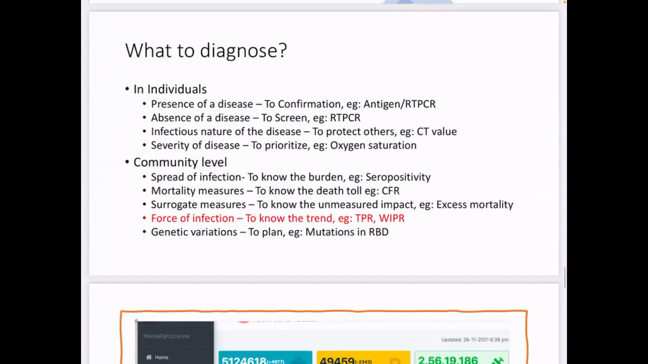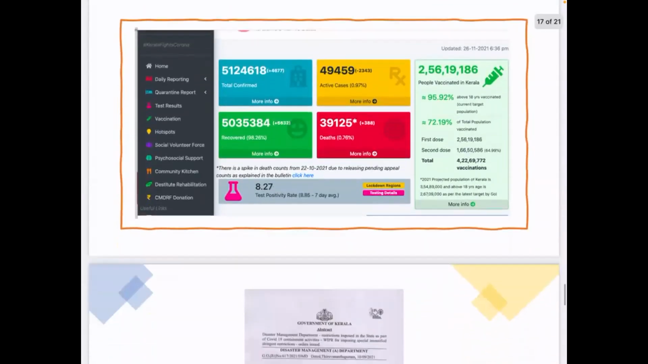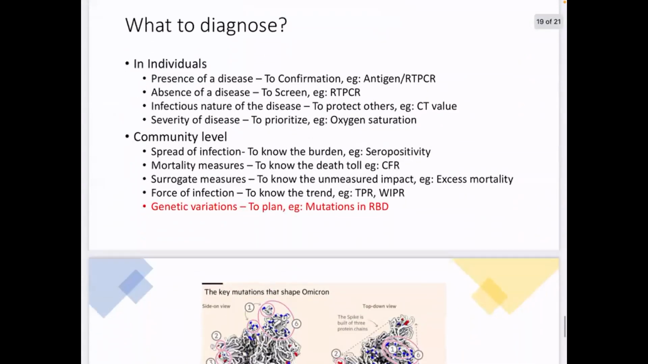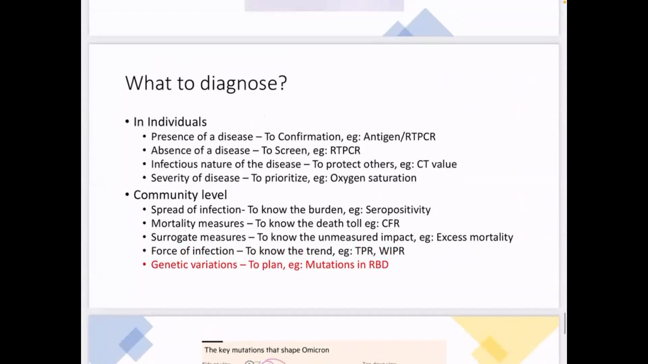Okay, we were trying to discuss the conflict between TPR and WIPR. TPR is test positivity rate. Did you hear what I said about TPR? Do you want me to repeat the implication of TPR and all? Okay, so I was actually trying to discuss the last portion of my slide. That is the diagnosis things in a community perspective, especially at the time of pandemic.